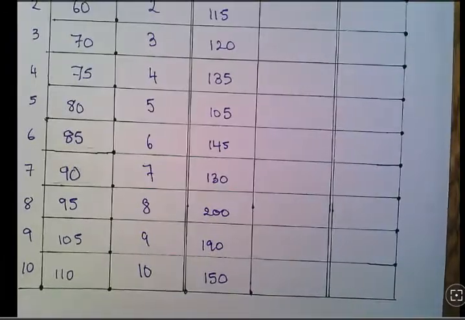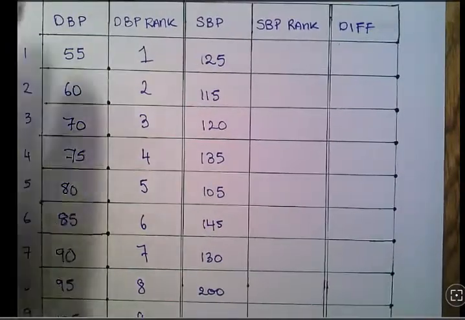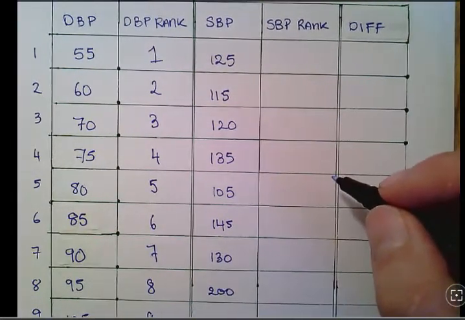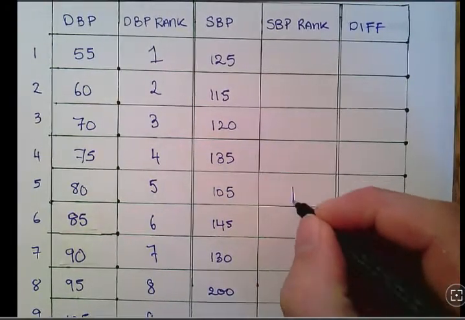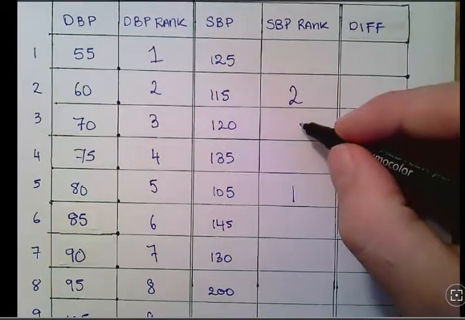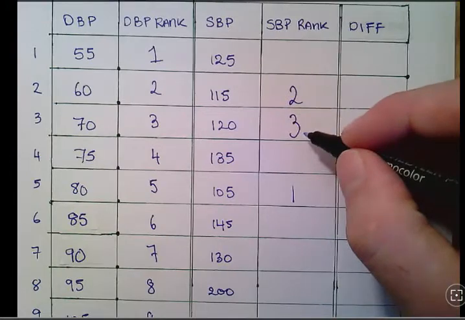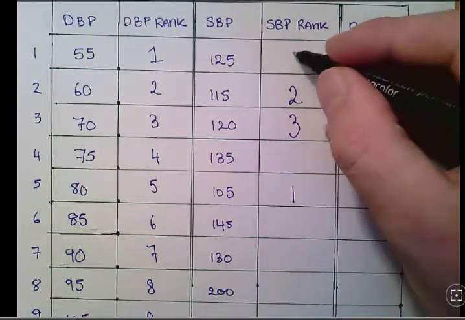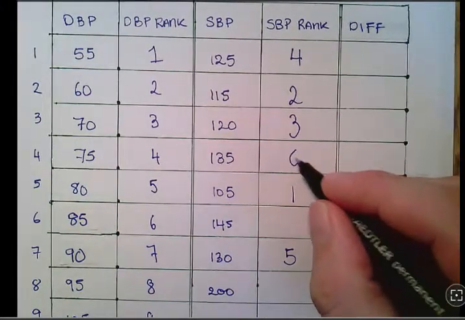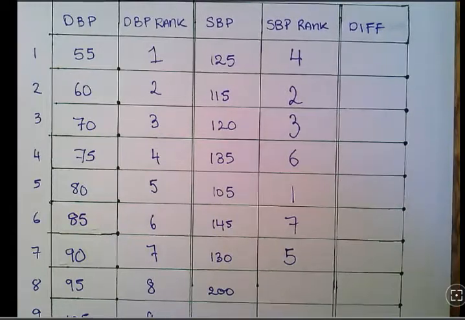Now, unfortunately, life is not so easy, and we have to do the same thing for the systolic blood pressure. First off, for this particular example, there are no ties. The lowest here is 105. The next lowest after that is 115. After that is 120, that's 3. What's next? 125 is 4. 130 is 5. This 135 is ranking 6, 7, and it gets easier now, 8, 9, and 10.